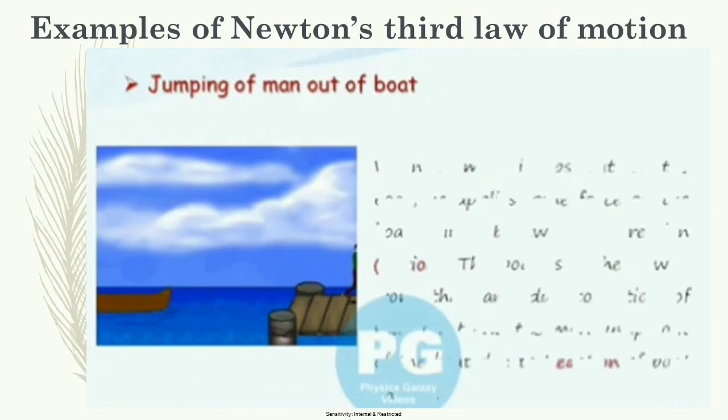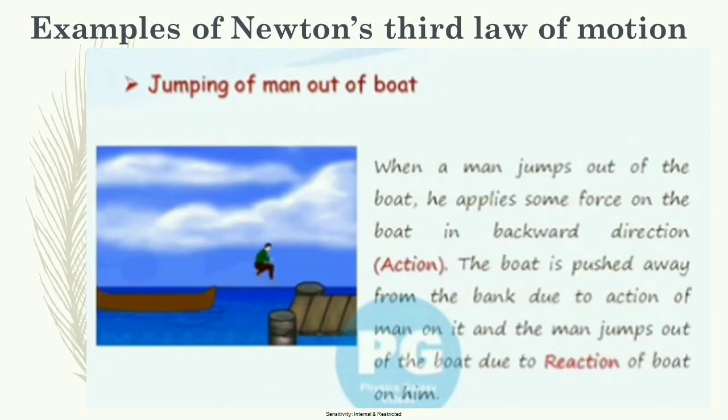Now, jumping of a man out of a boat. How does it happen? When a man jumps out of the boat, he applies some force on the boat in the backward direction. This is the action force, and the boat is pushed away from the bank due to the action of man on it, and the man jumps out of the boat due to the reaction force of the boat on him. Clear?